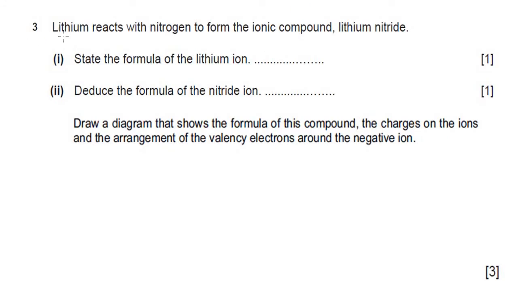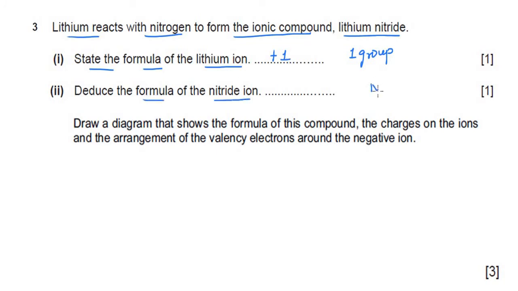Let's start with the third subjective question, which says lithium reacts with nitrogen to form the ionic compound lithium nitride. First part says state the formula of the lithium ion. Now, as we know, lithium is in group 1 of the periodic table, so it should have a charge of +1. And deduce the formula of the nitride ion.